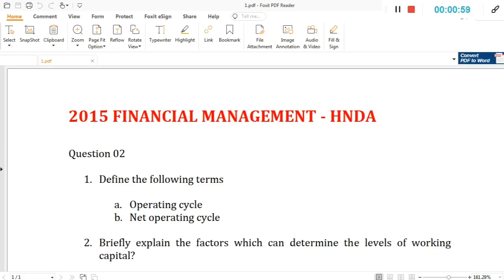According to the question, the first part is to define the following terms. A. Operating cycle. We can say operating cycle is the time duration required to convert resources into inventories, then into sales, and then into cash. It is also called the gross operating cycle. The equation for the gross operating cycle is inventory conversion period plus debtors collection period.